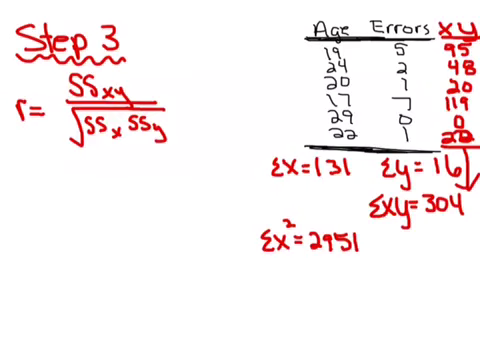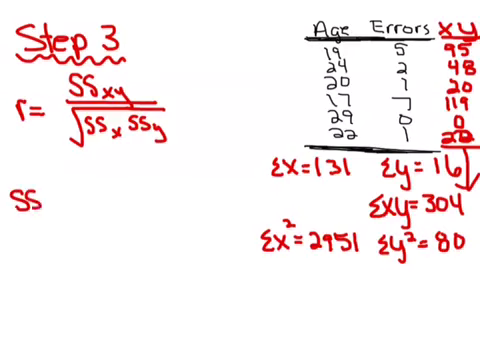And then our sum of y squared is the errors, 5 squared plus 2 squared plus 1 squared plus 7 squared plus 0 squared plus 1 squared. And I ended up with the sum of y squared equals 80. So now we can easily get our sums of squares x and our sums of squares y.